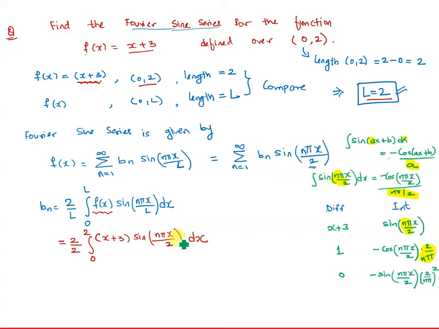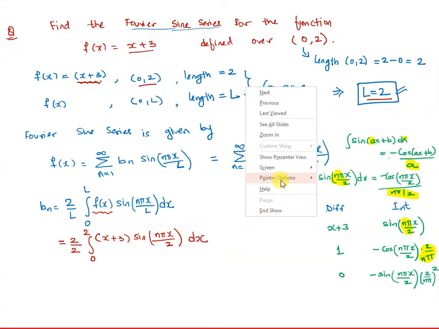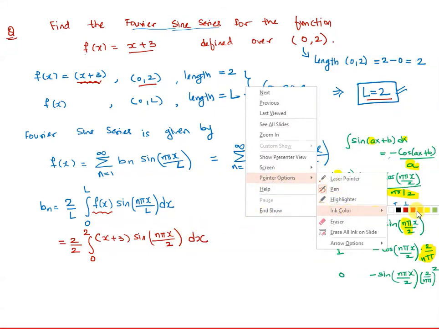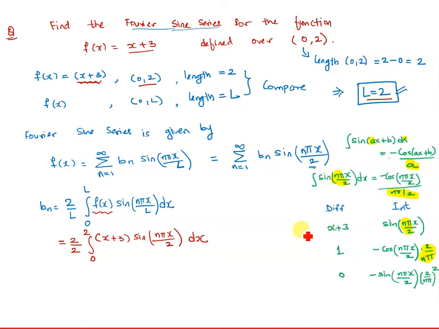Okay, then we assign signs to these terms, like we start with plus, minus, plus, and we'll do the multiplication. It's always better to put brackets. So let's write. Here we can see this 2 and 2 cancel. So we just have the value of the integral. Let's write it on the next slide.